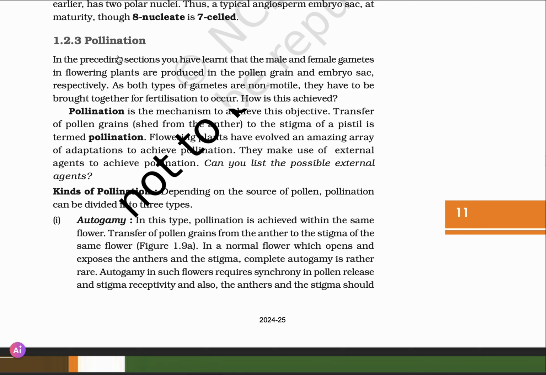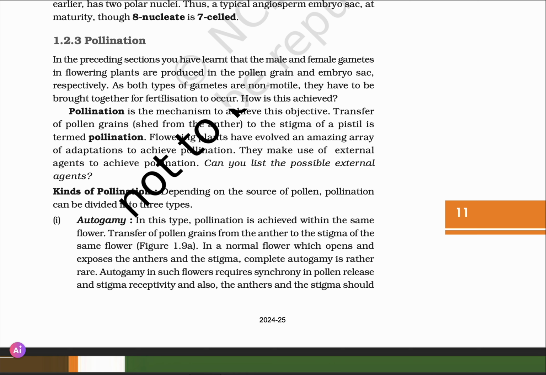Pollination. In the preceding sections you have learned that the female and male gametes in the flowering plants are produced in the embryo sac and pollen grain respectively. As both types of gametes are non-motile, they have to be brought together for fertilization to occur. How is this achieved? Pollination is the mechanism to achieve this objective.